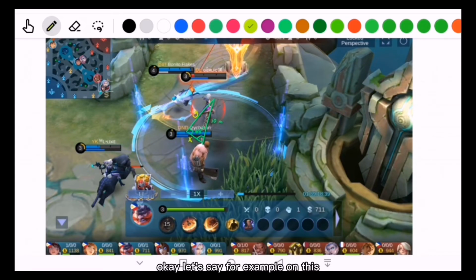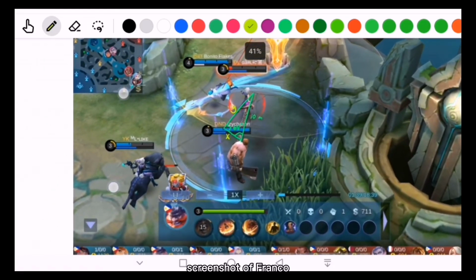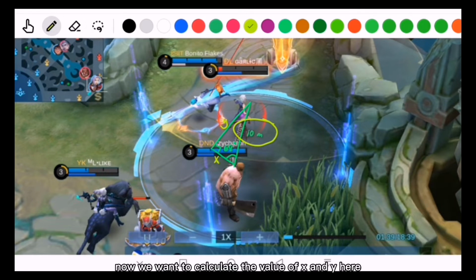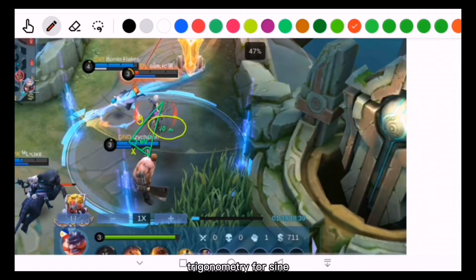Okay, let's say for example on this screenshot of Franco trying to hook a hero named Melissa. His hook moves 10 meters per second, so that's the speed, and with an angle of 68 degrees. Now we want to calculate the value of x and y here, so we can actually use the trigonometry for sine and cosine to identify the unknown value.